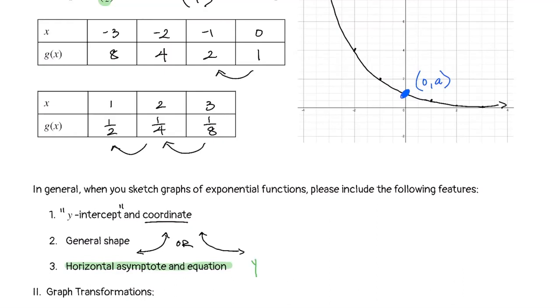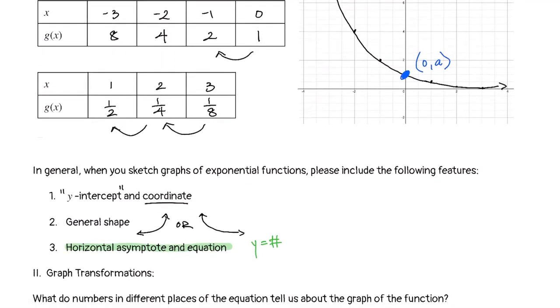We're going to write y equals a number, whatever that number happens to be, for our horizontal asymptote, okay? So 3 things when you're doing graphing on like any of the quizzes or any classwork or on an exam, those are the 3 characteristics I'm looking for, okay? The y-intercept, a general shape, and the horizontal asymptote and equation. All right, any questions so far?